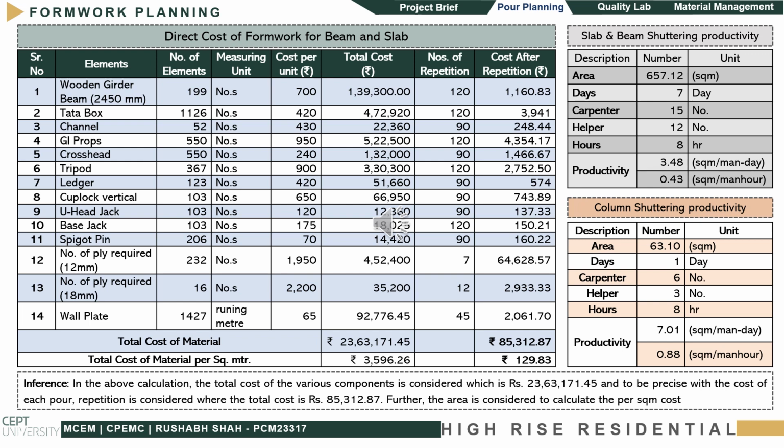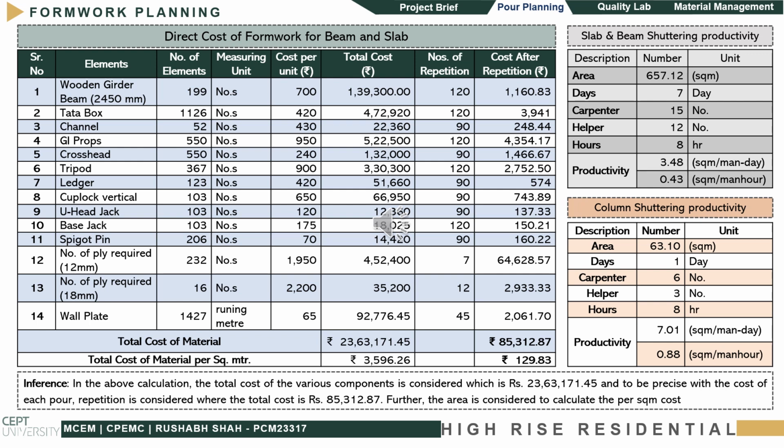For the direct cost of formwork, we consider elements like GI props, tripod, and so on. In this, we consider the number of elements and cost per unit. So we got a total cost of 23,63,171.45 rupees. After this, we consider the repetitions, and we got a cost after repetition of 85,312.87 rupees.